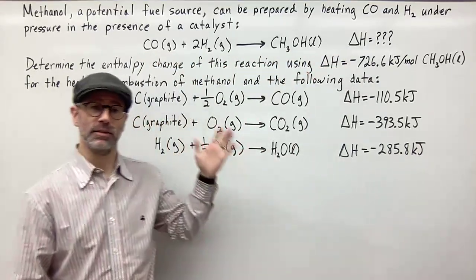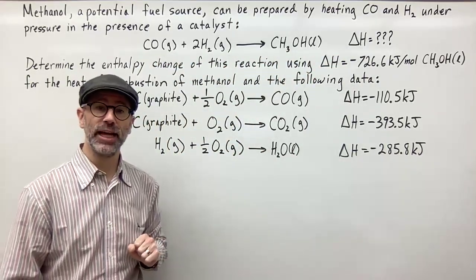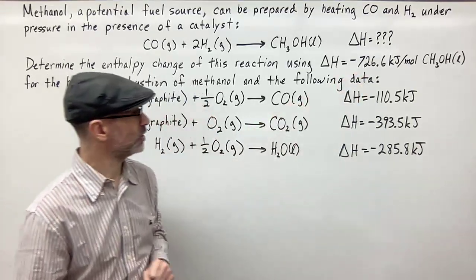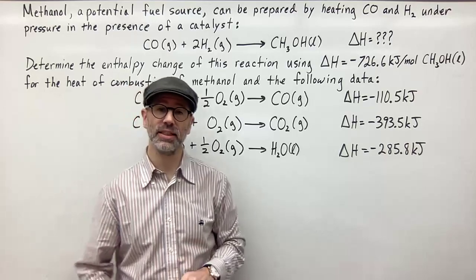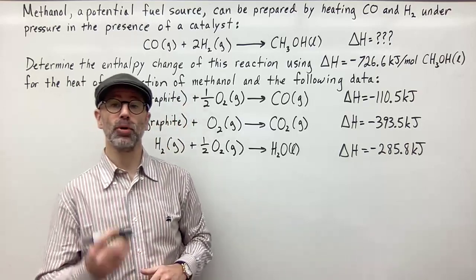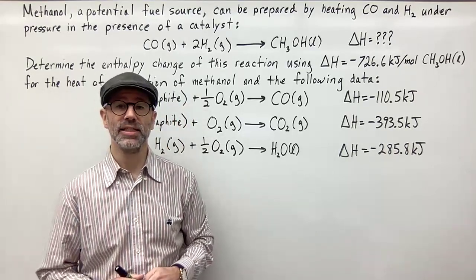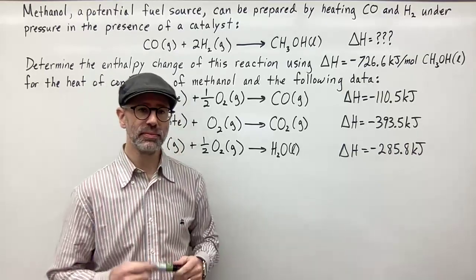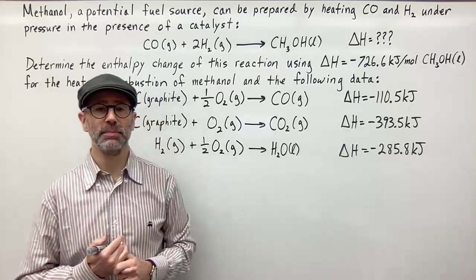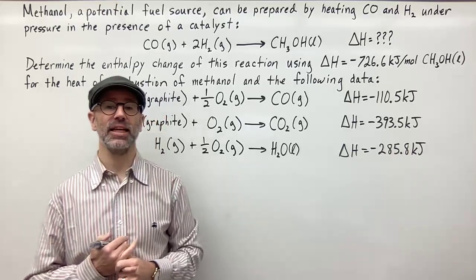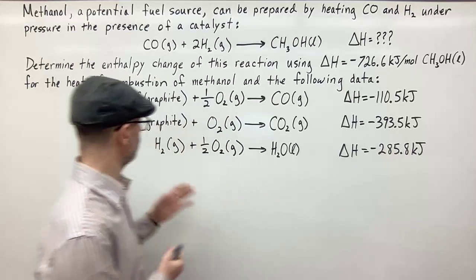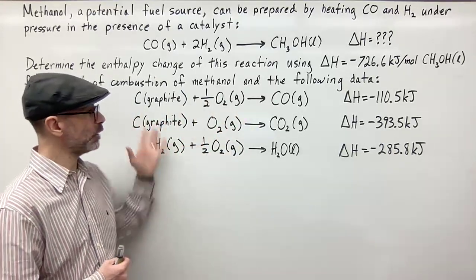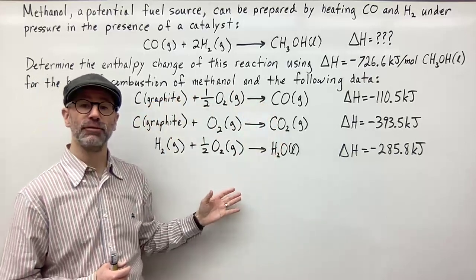They ask us to determine the enthalpy change of this reaction using the delta H of negative 726.6 kilojoules per mole of the CH3OH, the methanol that is burned, for the heat of combustion of methanol and the following data. So they're giving us the following data. We've got these equations.